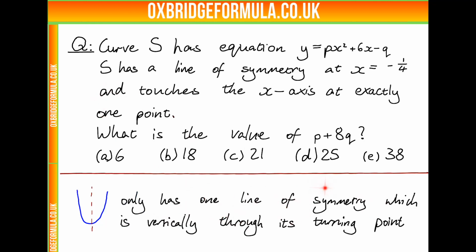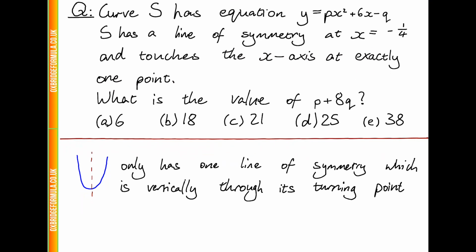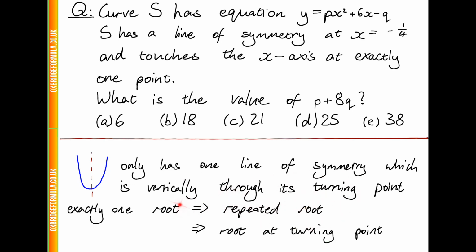Okay, what else are we told about S? Well, we're told it touches the x-axis at exactly 1 point. So what does that tell us? Well, a parabola that only touches the x-axis at exactly 1 point must have exactly one root, and that tells us that the root must therefore be a repeated root. And when we have a repeated root, that means that we have a turning point at the x-axis on the root. So this tells us that the line of symmetry, which is x equals minus a quarter, passes through the turning point, which is the root, and that root is repeated.